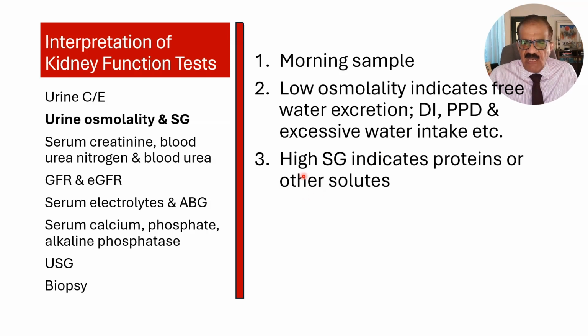High specific gravity would indicate a state of dehydration again, and also the presence of proteins and many other solutes like urates and other things. Also, somebody who just had a procedure like intravenous pyelography or some other contrast study, or had mannitol, that would be excreted in the urine and would lead to increased specific gravity.